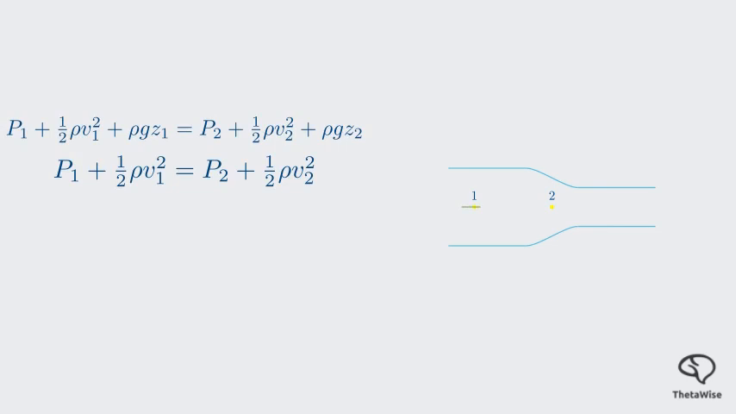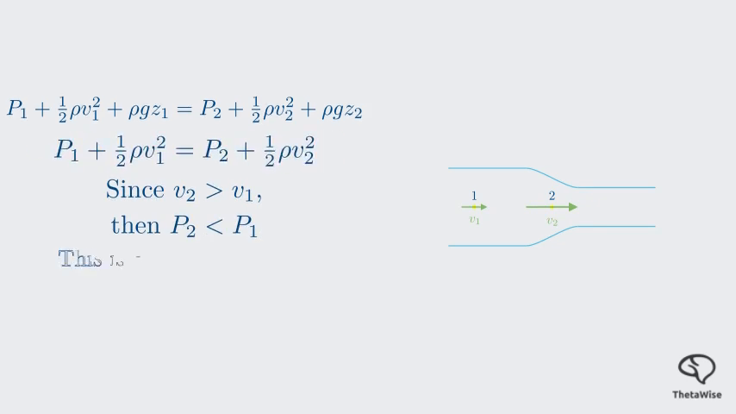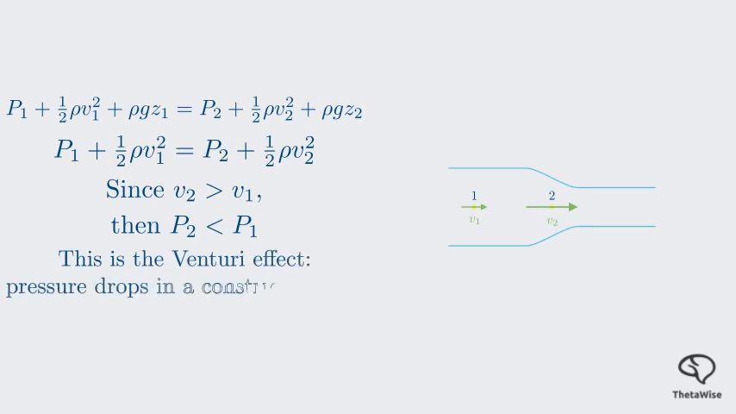Now, think about the principle of conservation of mass. For an incompressible fluid, the volume flow rate must be constant. This means the velocity must increase in the narrower section. So v2 is greater than v1. For the equation to hold true, if the kinetic energy term on the right side increases, the pressure energy term P2 must decrease. This is the Venturi effect.